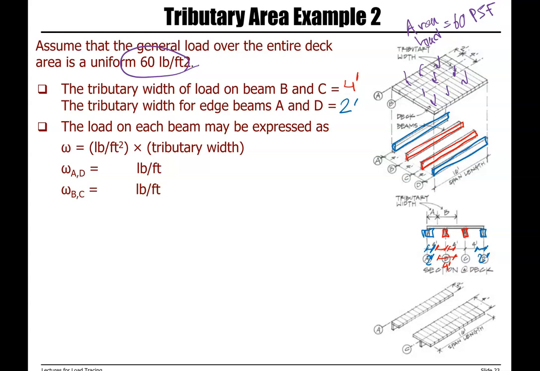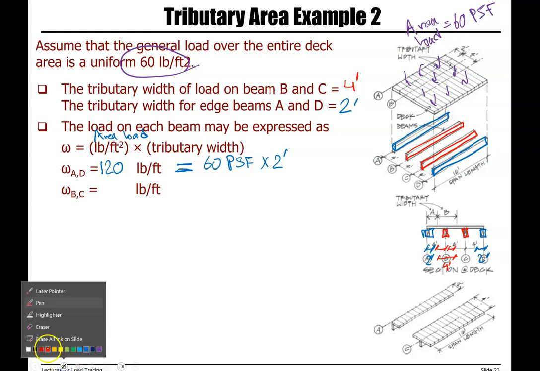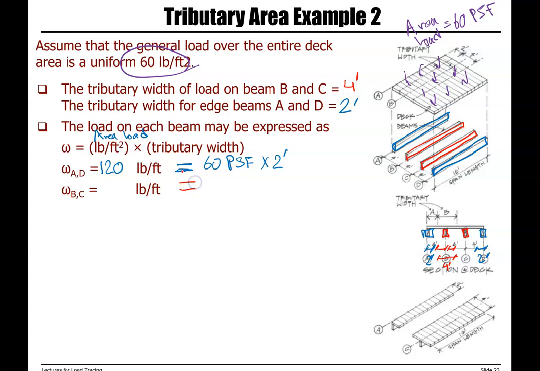Now we need to calculate the load on each beam. So for edge beams A or D, it's the area load that we have, which is 60 psf times 2 feet, which gives us 120 plf. For the middle beams, it's 60 psf times 4 feet, which gives us 240 plf.